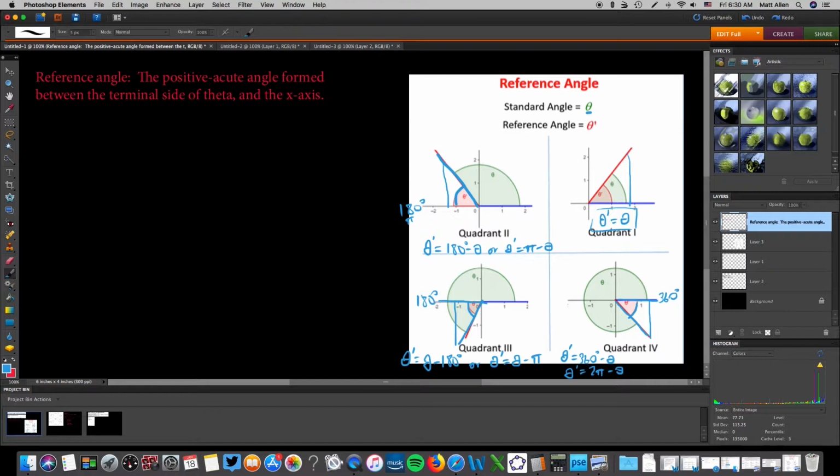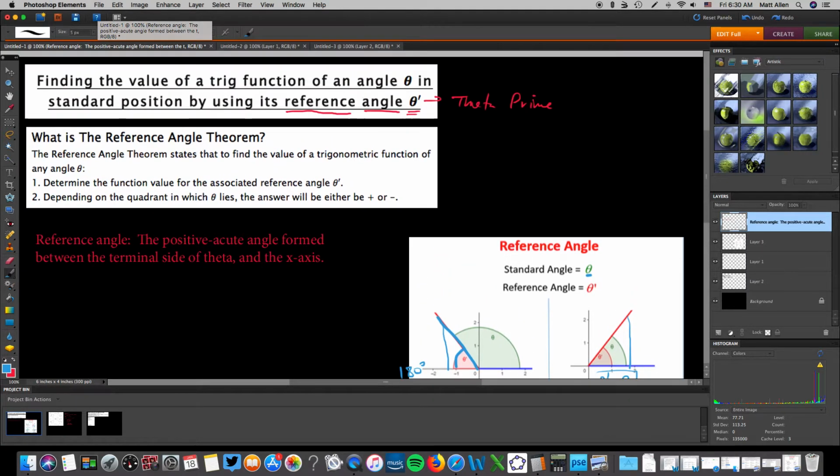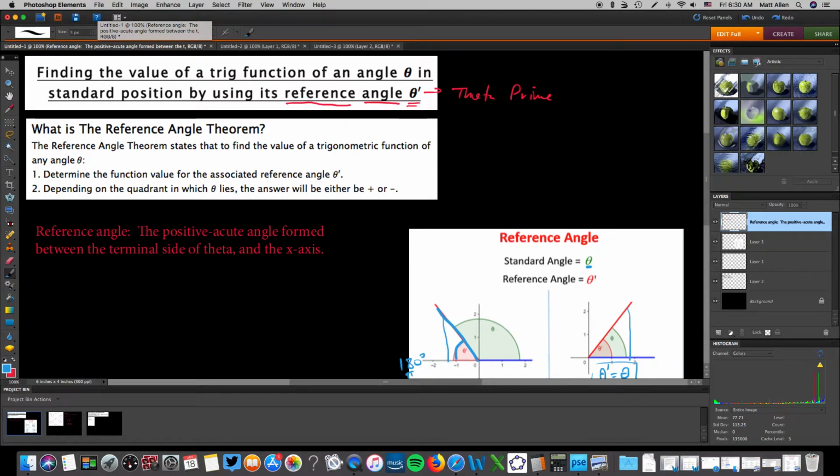We're going to be using this angle that it makes with the x-axis in order to determine the value of a trig function. So in terms of what I want you to learn today, we're going to use the reference angle theorem. In a nutshell, it says this: the reference angle theorem states that to find the value of a trig function of an angle theta, we could just use the reference angle instead. So determine the function value of the associated reference angle, theta prime, and then depending upon the quadrant in which theta lies, the answer is either going to be positive or negative.